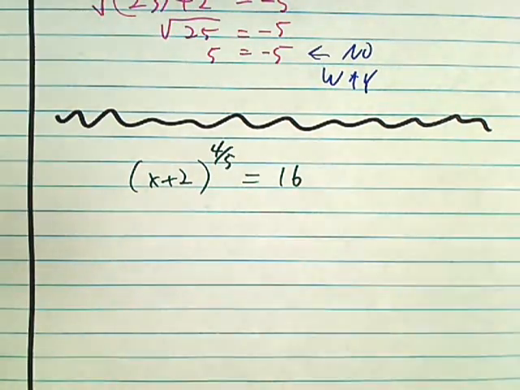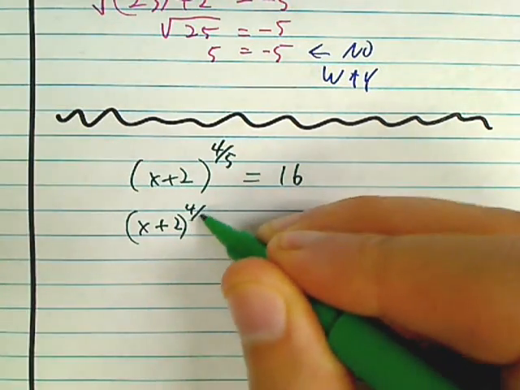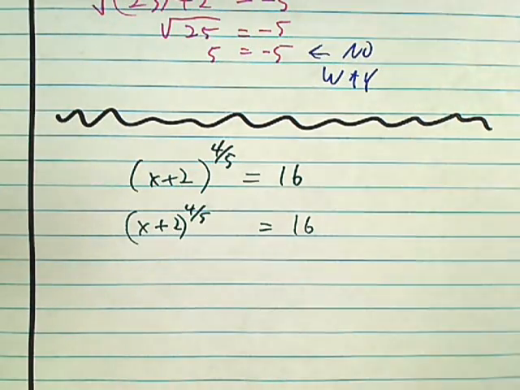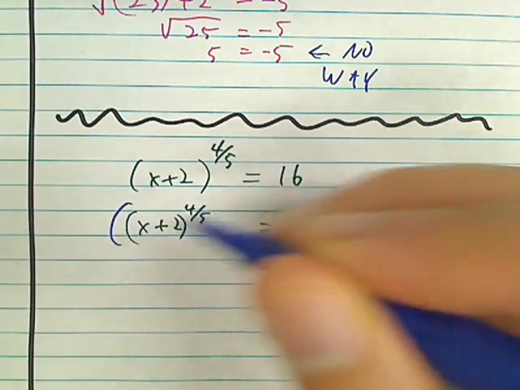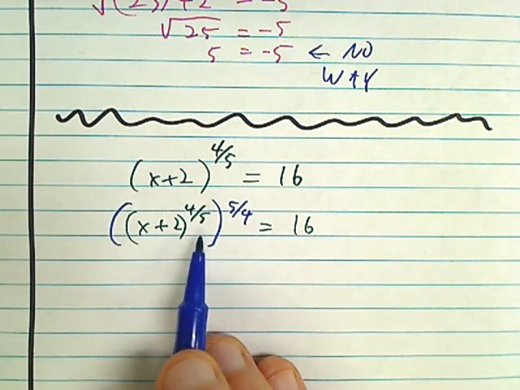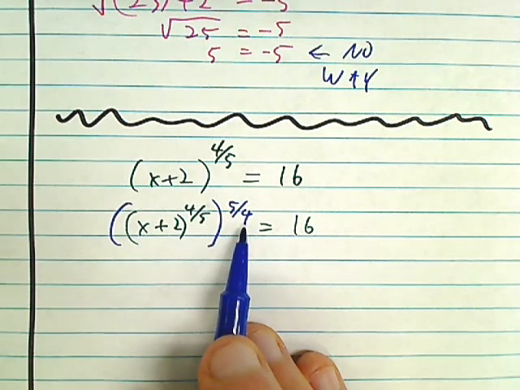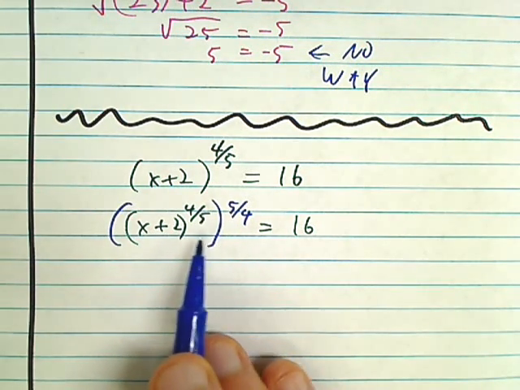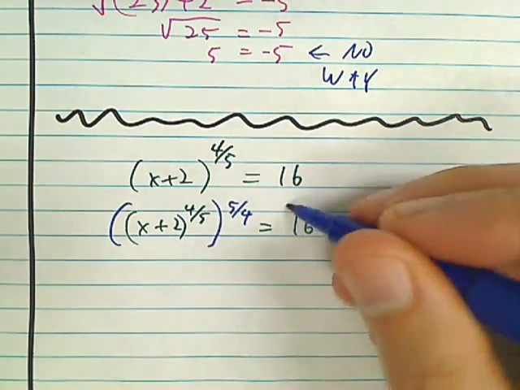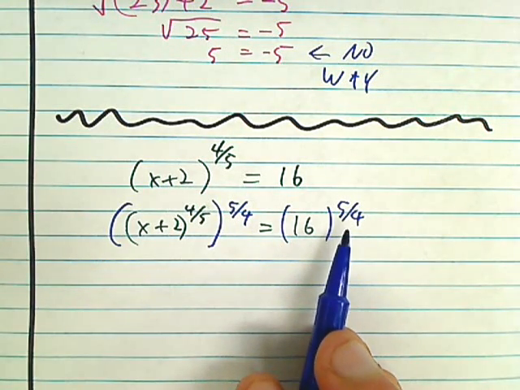I'm actually going to write this on another line because I'm going to want a little bit more room. So x plus 2 to the 4/5 power equals 16. And let's raise both sides of the equation to the 5/4 power. Because I multiplied by the reciprocal, these are going to cancel out. You could multiply across and get 20 over 20, and that will be 1. But the 5s and 4s just cancel out. It's a little quicker in your brain to think about it that way. And what I do on this side, I have to do on the other side.